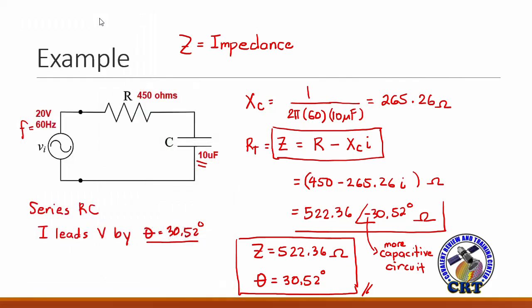Also, you can use that angle in solving the power factor. The power factor is equivalent to cosine theta, so this is cosine 30.52. Cosine 30.52 is 0.86 leading. Meaning I leads the voltage, so this is a leading power factor.